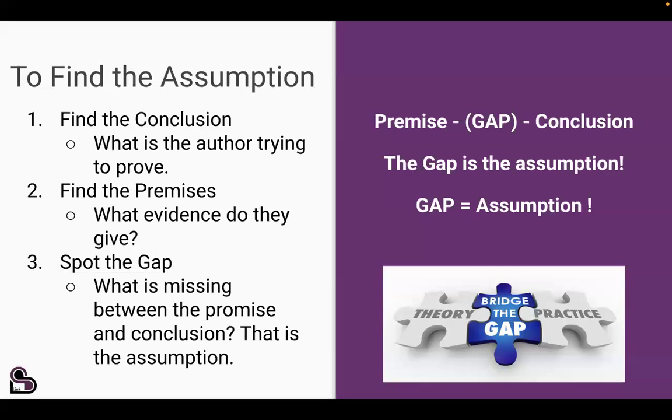So when you're reading through the argument, you're looking for what's the premise, so what are they saying, and then the conclusion as a result. And whatever it is you're assuming in between becomes your assumption. One, find the conclusion. What is the author trying to prove? Two, find the premise. What evidence do they give? And three, spot the gap. What is missing between the premise, not the promise, the premise, and the conclusion, that is the assumption.